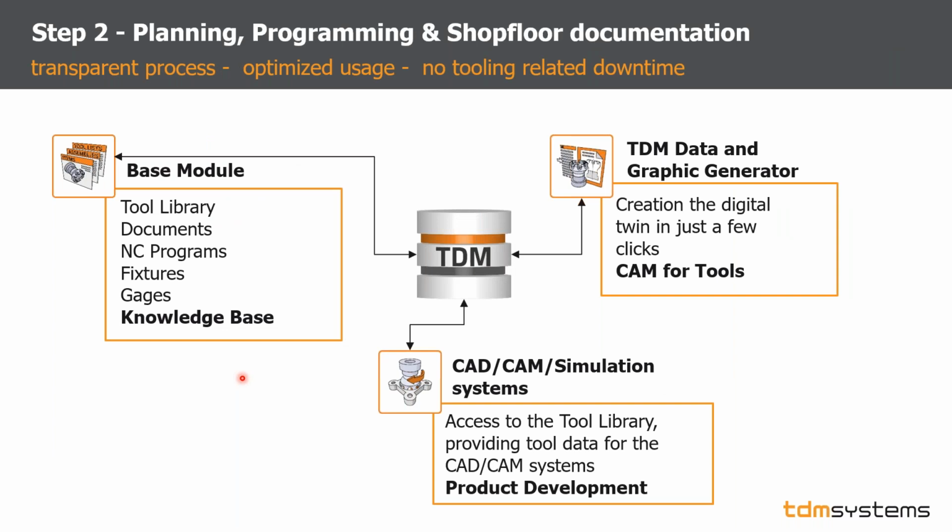So if you look more at like from a process level, now we're back to this process view here. As a programmer, or as a planner, I have access to a tool library with the components, with assemblies. I have access to documents. I have access to an NC program management. I have access to fixtures, to gauges. So basically, I have a huge knowledge base to start my programming with. I have tools to create tool data, graphic generators.